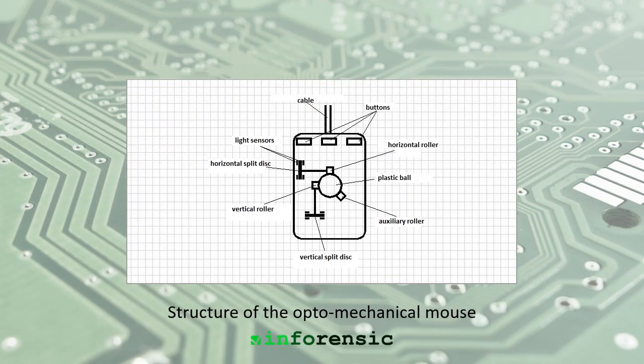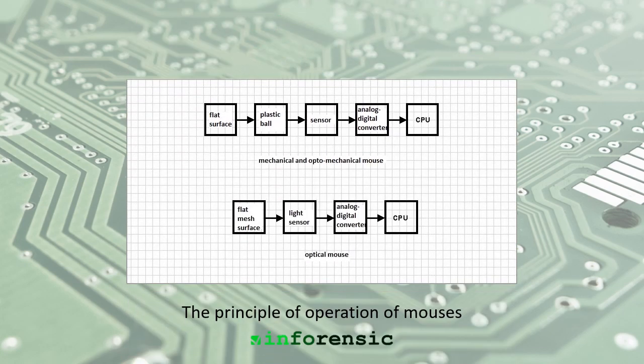Structure of the optomechanical mouse. The principle of operation of mouses. Top is the mechanical and optomechanical mouse. Bottom is the optical mouse.